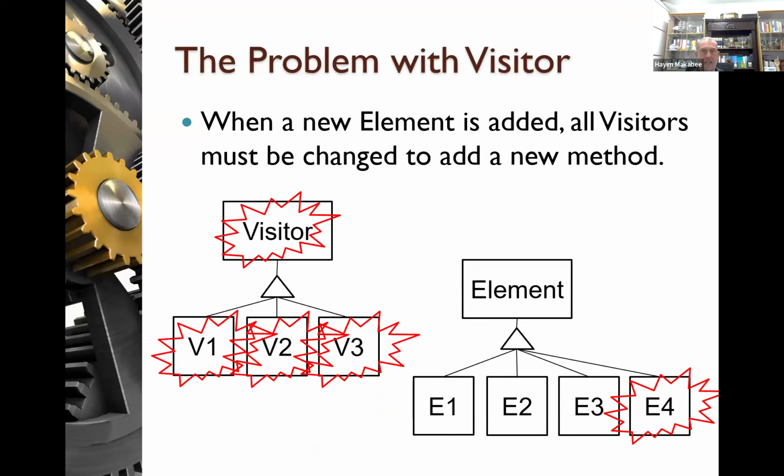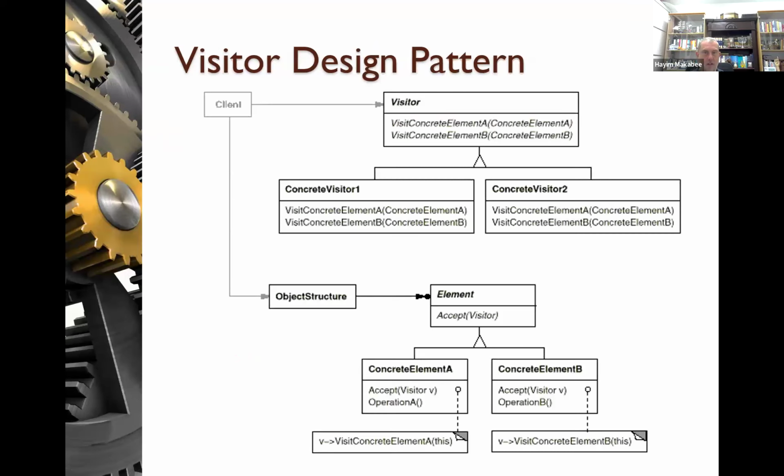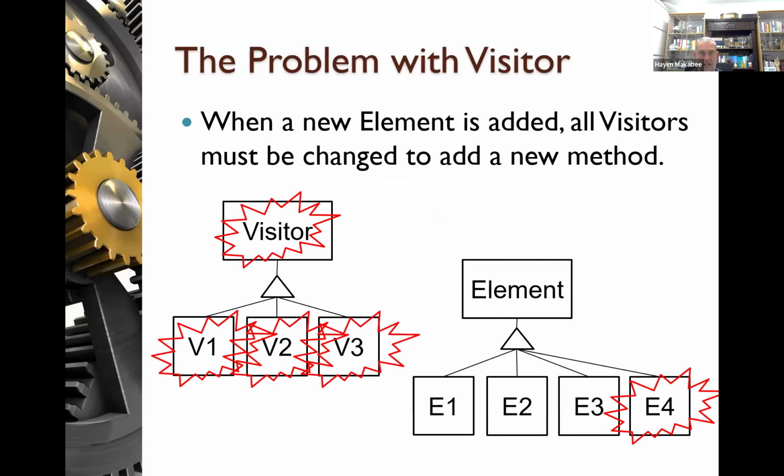And then what happens? If I add a new type of element in the hierarchy of elements, I must change all the visitors. I break everything. If I add element C, I need to change the interface, and I need to change this, and I change this. So I need to change everything. Every time I add a new type of element, I need to break everything. This is very bad.